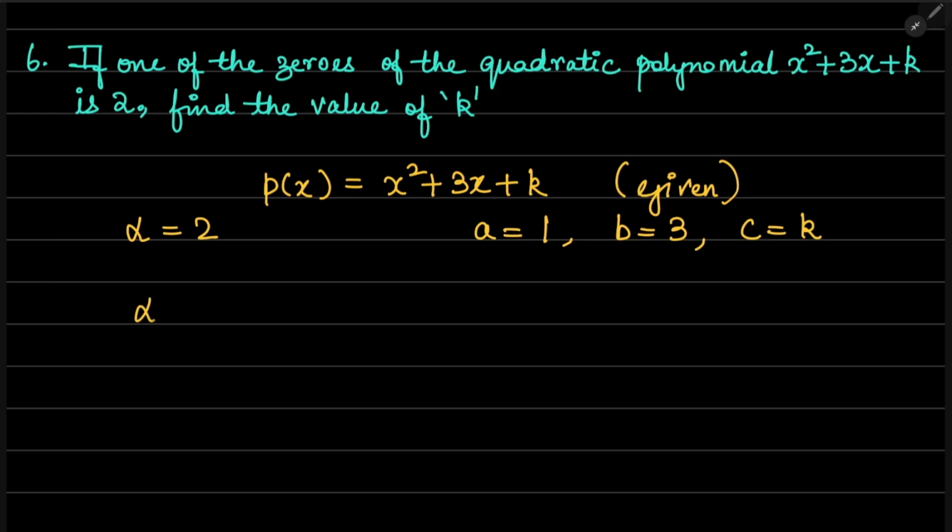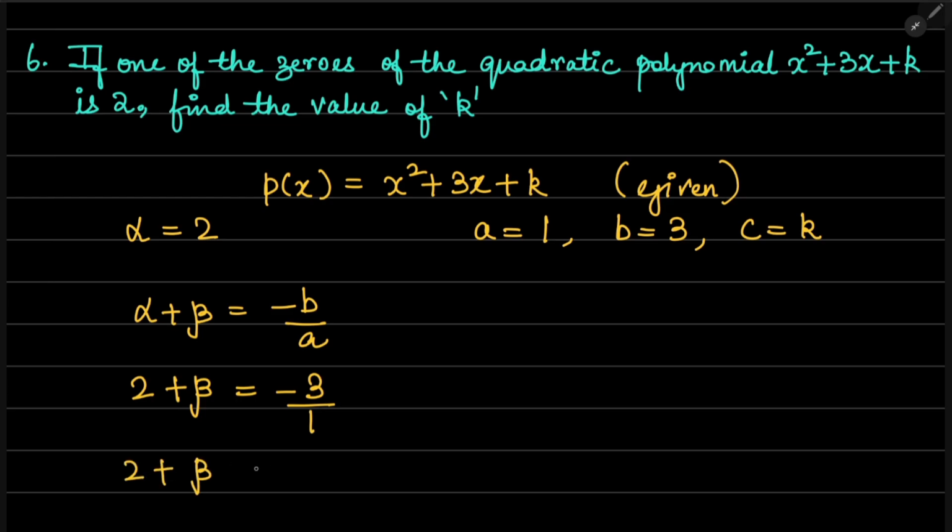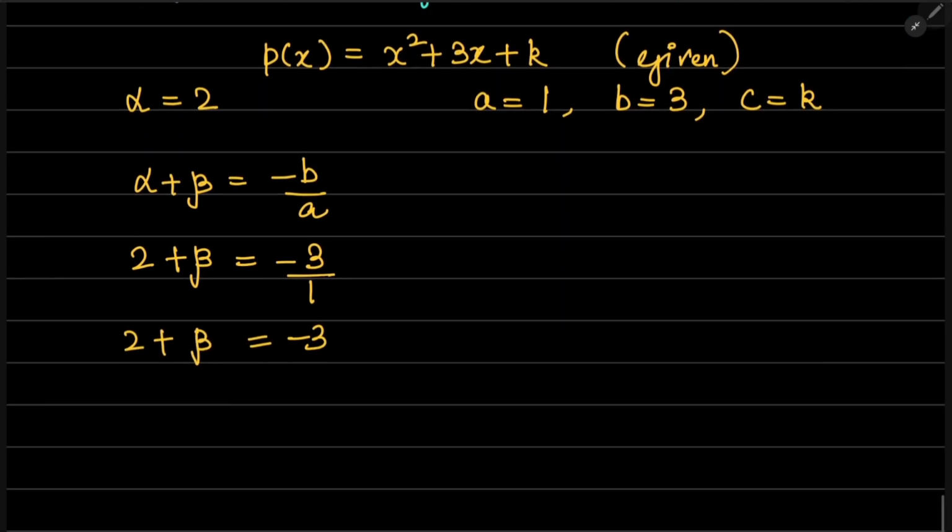So what is the sum of the zeros? Alpha plus beta equals minus b by a. What is alpha? 2. What is beta? We don't know. It is equal to minus b by a, which is minus 3 by 1, right? So 2 plus beta equals minus 3, and you have beta equal to minus 3 plus 2. If it goes to the other side, it will become minus 2.